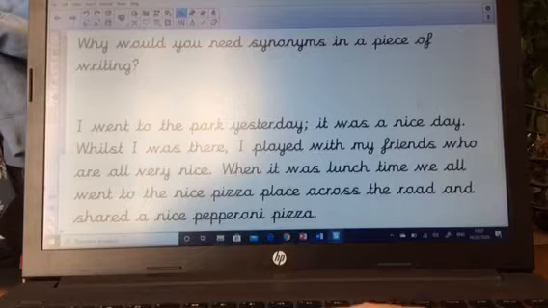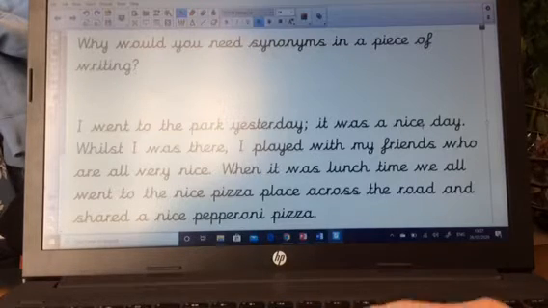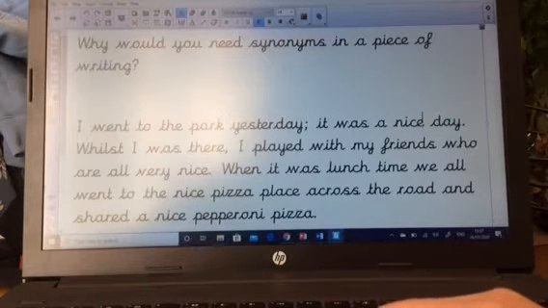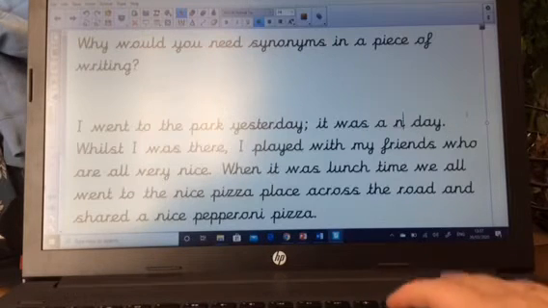Hopefully you realise that it's the overuse of the word nice. Okay, so this is why synonyms are really important because it can make our text flow a bit better and seem more interesting. So we're going to have a go at changing some of these nices.